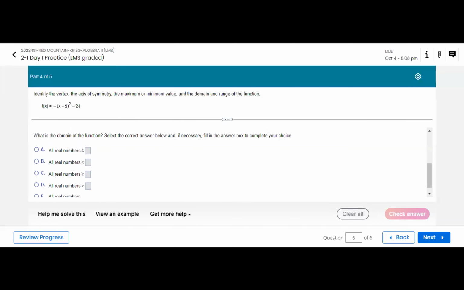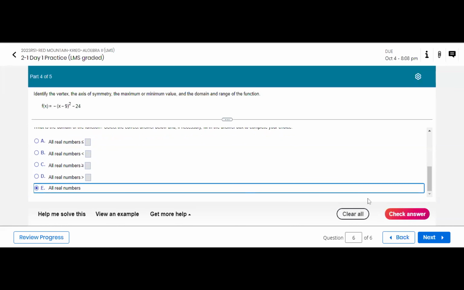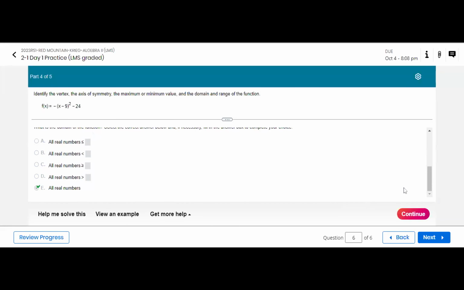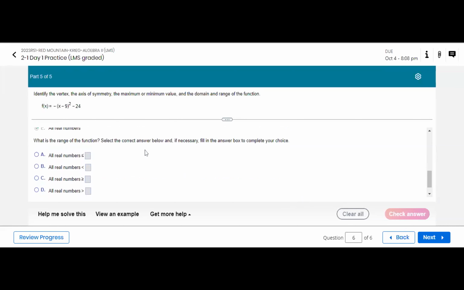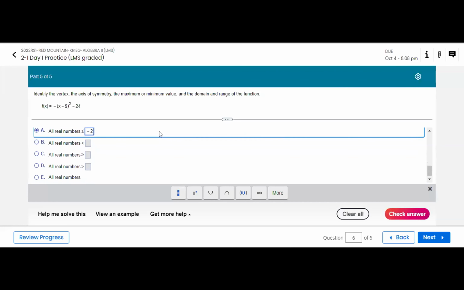The domain is always all real numbers. There's no restrictions on parabolas. It's everything. All right. The range, I'm sorry, the range: does it open up or down? You said it opens down. So it's all the numbers less than or equal to the y value of the vertex. That's the y value. So negative 24.